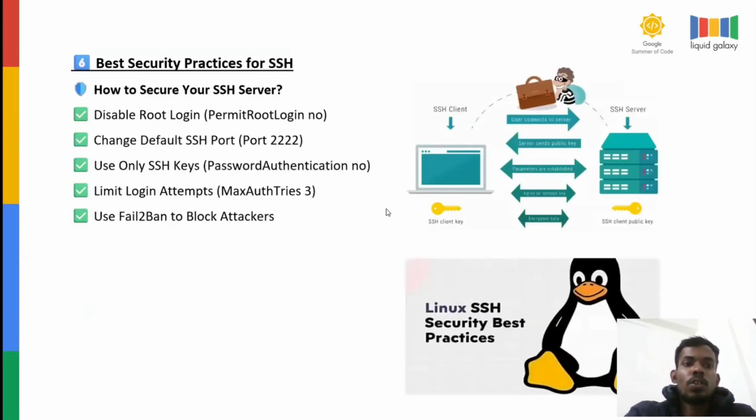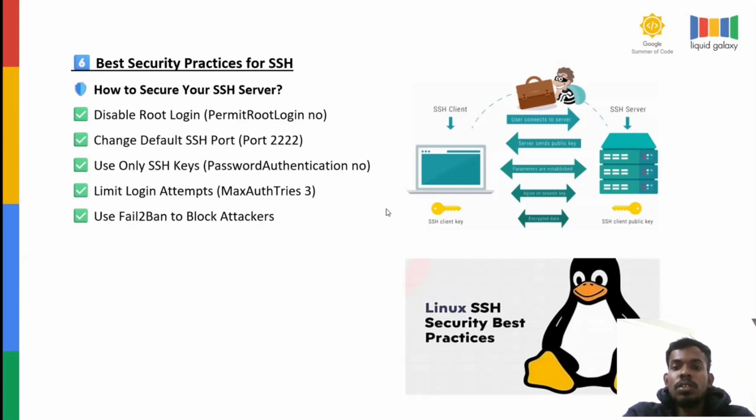How can you secure your server? What are the steps we need to take so that we can make it more secure? Securing your SSH server is crucial for preventing unauthorized access and attacks. The first method is PermitRootLogin, in which we disable the root login method to prevent direct access to the root account.